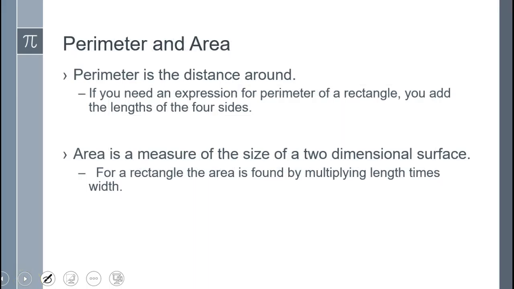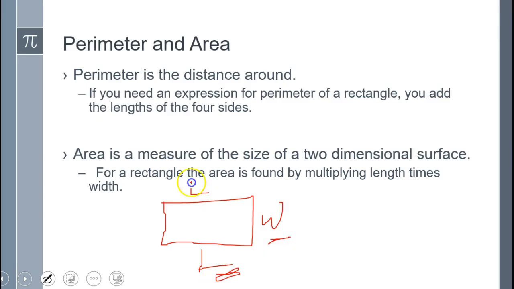So a lot of word problems deal with geometry in our context. So perimeter, you need to know the difference between perimeter and area. Perimeter is the distance around. If you have a square or a rectangle, with length and width, you would add up length plus width plus length plus width, and you would get the perimeter. So it's how much fence you would need to go around that space.